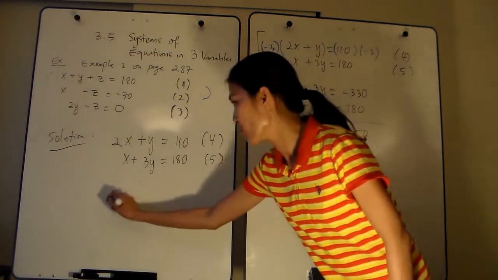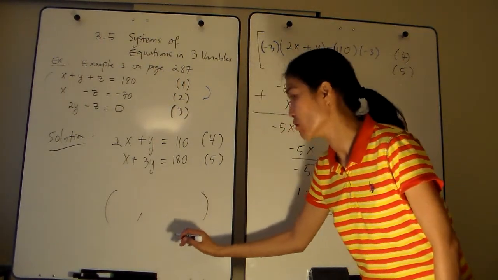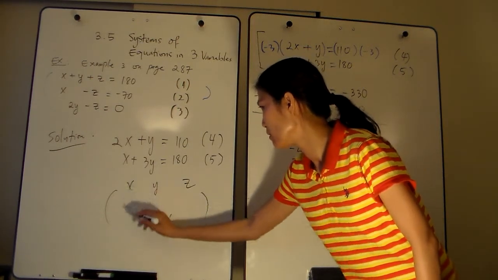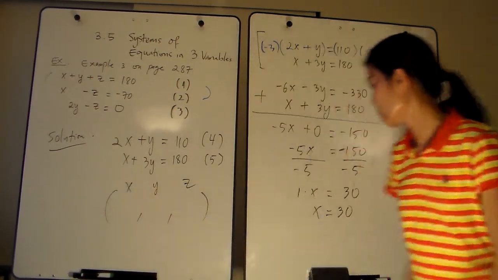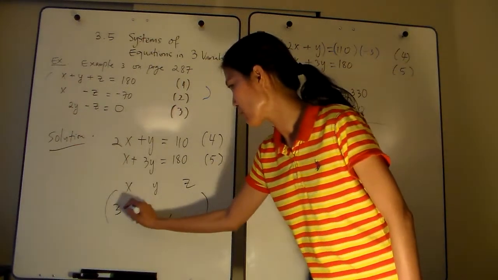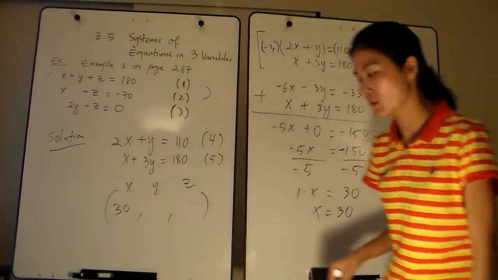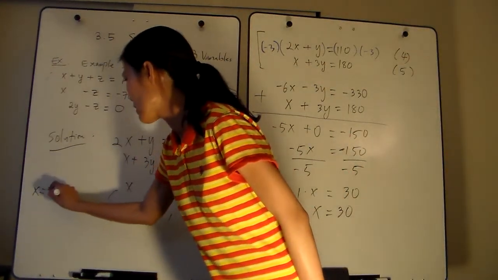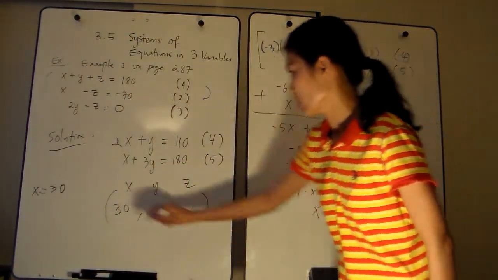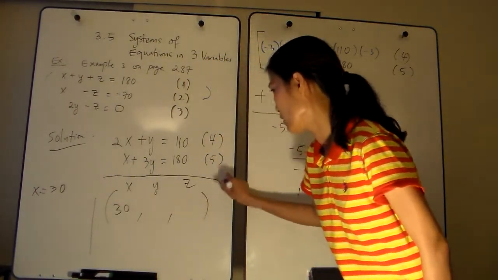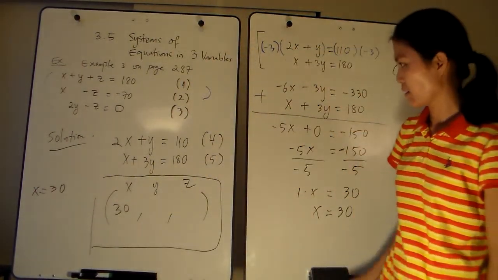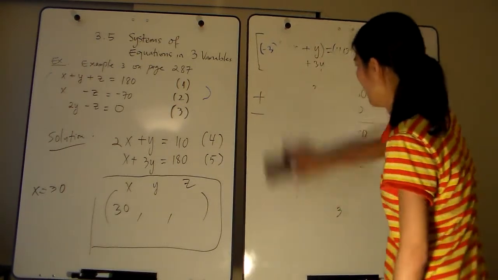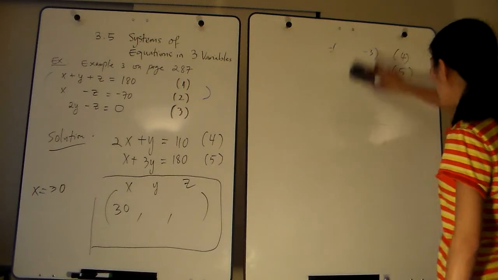Remember, our goal is to solve for the ordered triple x, y, z. X is 30, we just found. We need to find y and z. That's next. So let me rewrite the 30 here. This is the answer we're looking for, but we need to find y and z. So simplify. Take this out. Solve for y and z.